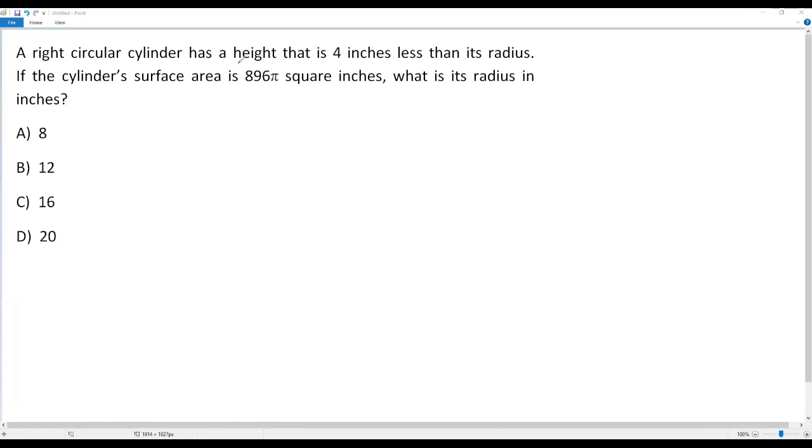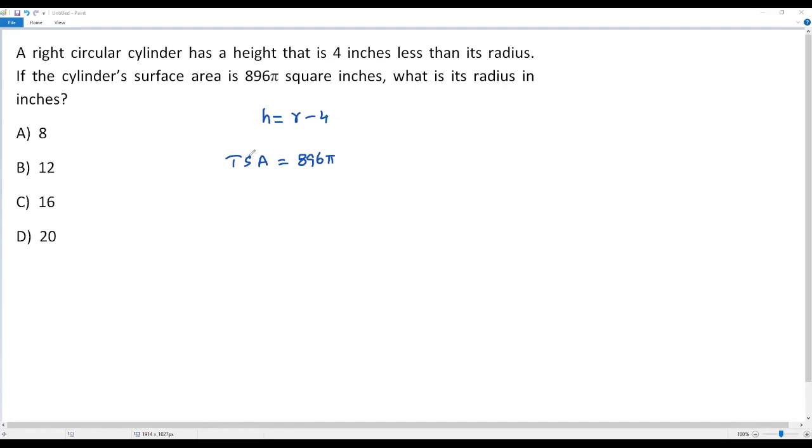So we have the first information about the height and radius. That is, the height is 4 inches less than its radius. That is, h equals r minus 4. And also we have the surface area of the cylinder. Surface area means the total surface area of the cylinder, that is equal to 896 pi.